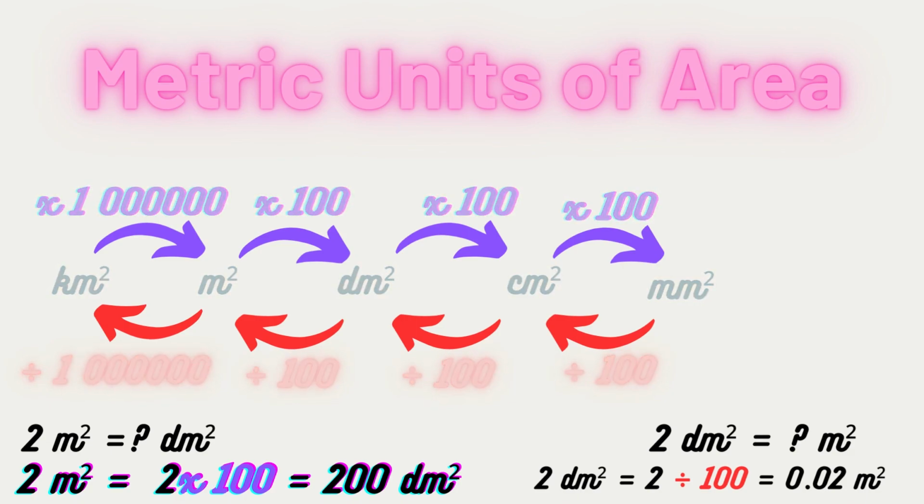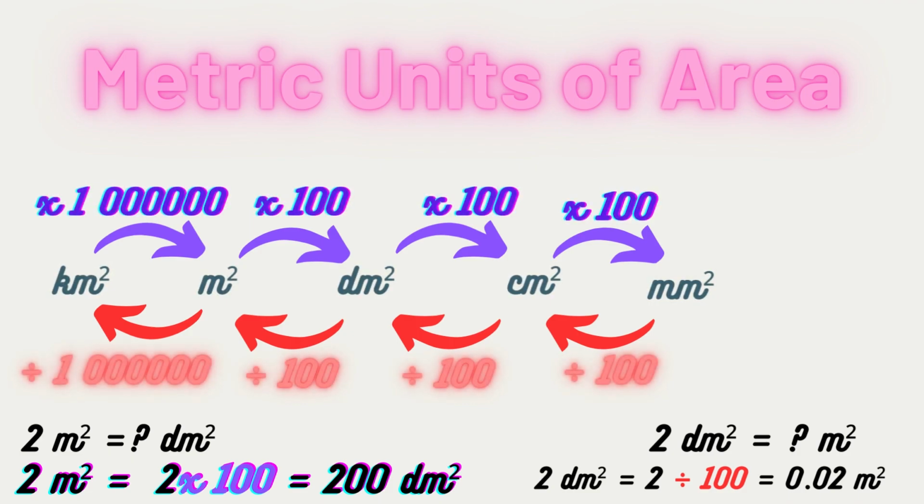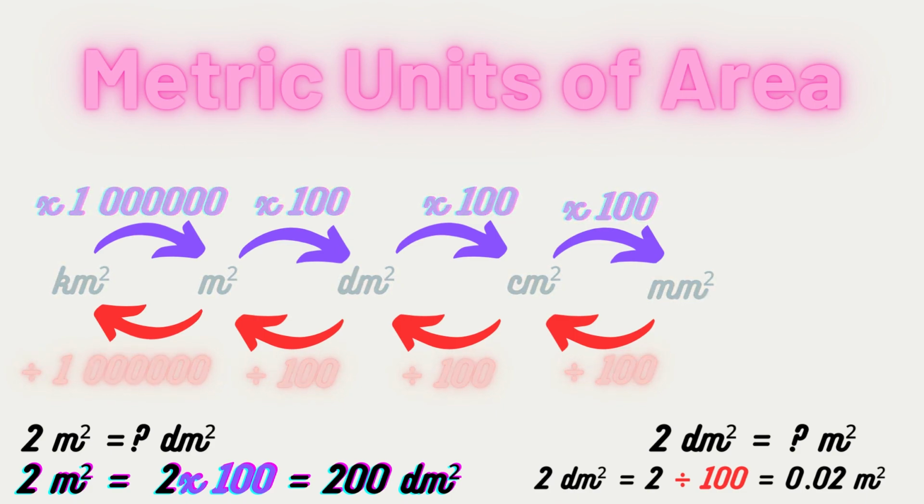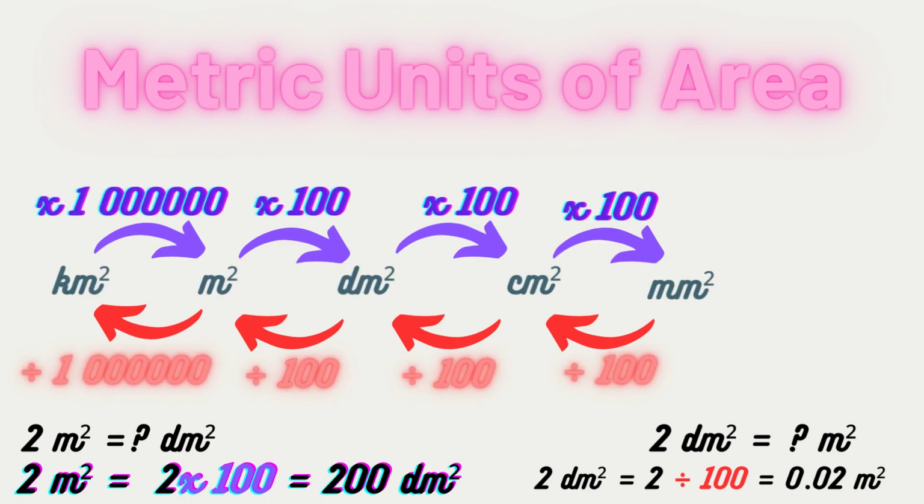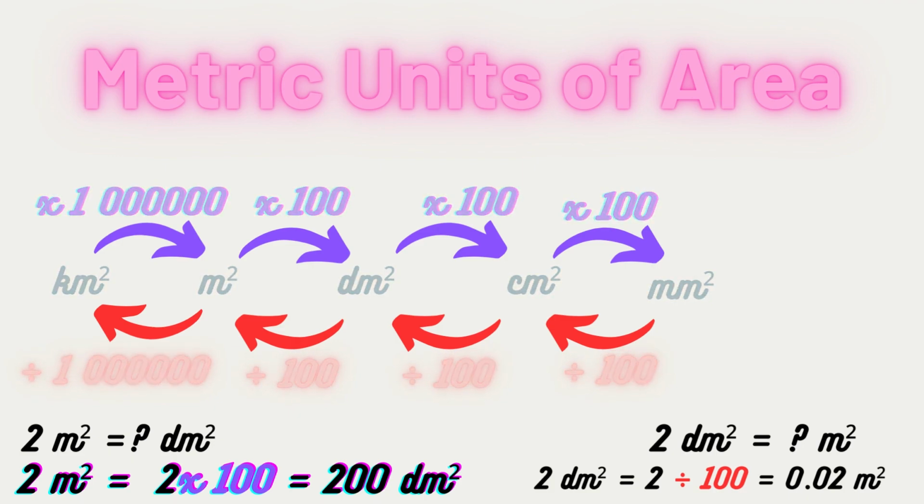This number, 100, you can find above the blue arrow, which is between the symbols m and dm. The answer will be 2 times 100 equals 200 decimeters squared. So 2 meters squared have 200 decimeters squared. Below the symbols of measuring units, you have a red arrow and a number. This number can help you while you are converting from a smaller to a bigger unit.